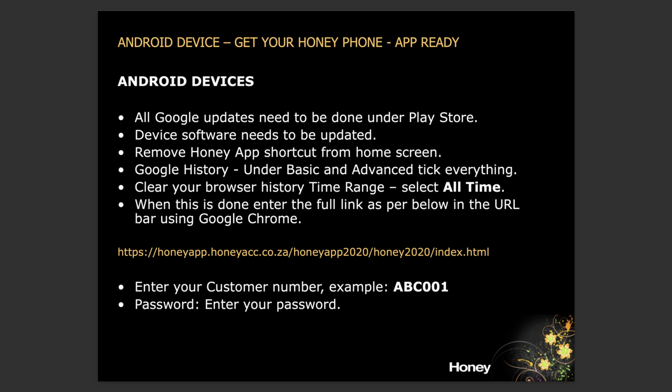Google history, under your basic and advanced, you need to make sure that you tick everything. You will have to clear all your browser history and make sure that you select the time range, select all time. When this is done, enter the full link as per below in your URL bar using Google Chrome. We've provided a link that you can just copy and paste or type into your Google Chrome. To log in, you will enter your customer number, example ABC001, and then your password. Your password will be provided to you in an email received from Etienne.